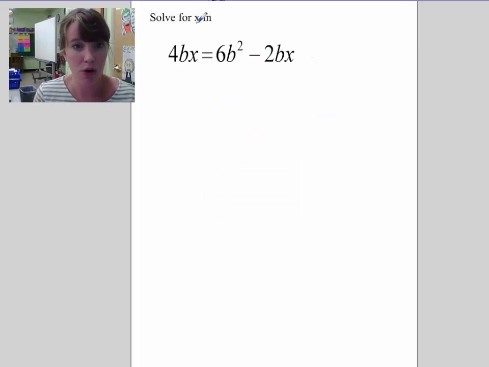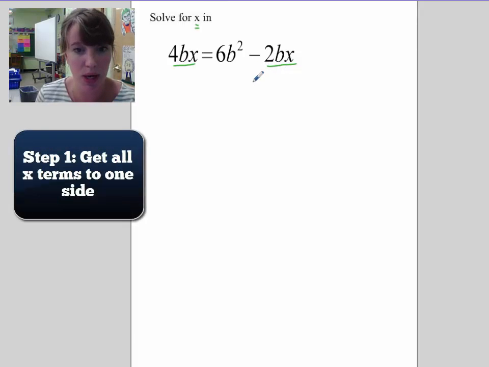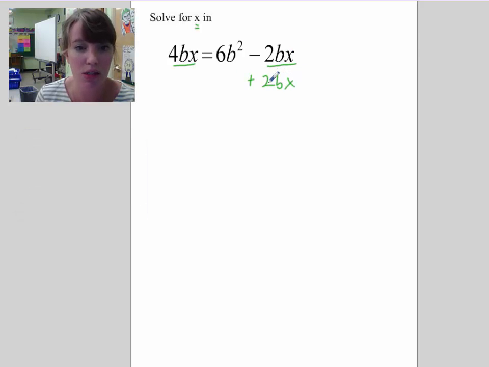Okay, so I want to solve for x in the following equation here. Now, notice it's a little bit more complicated because I have x in two terms. So always think about where is my x located. So here my x is in two terms. So here's the trick. Get all the terms with the x in them to one side. Okay? So here I want to get this 2bx to one side. So here I want to add 2bx to both sides.